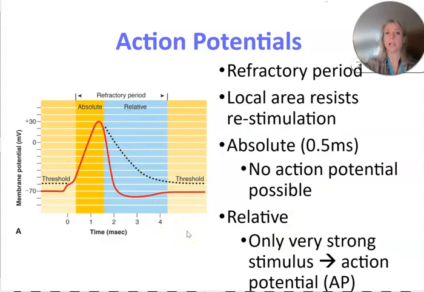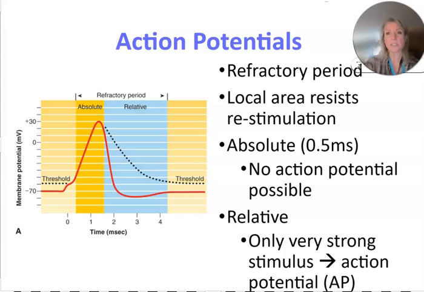Okay, so during this time, we have a refractory period. While the sodium potassium pump is working, the local area is going to resist restimulation. So you're not going to be able to get an action potential piling up on one that's already happening. When the sodium ion channels are open, that's an absolute refractory period. You're not going to get another action potential at all during that gold area of our graph.